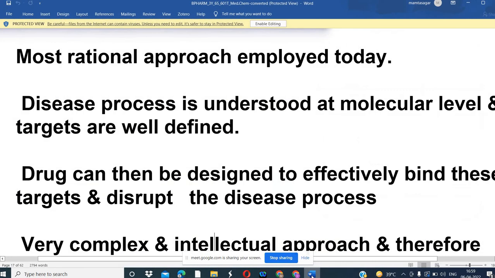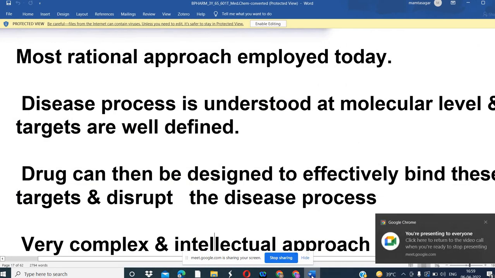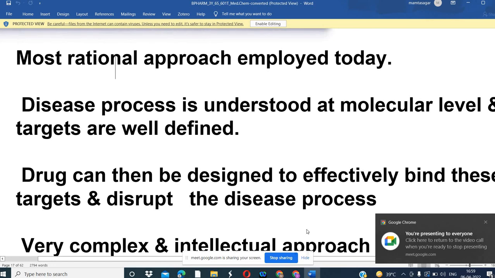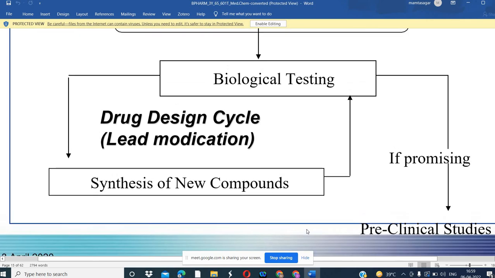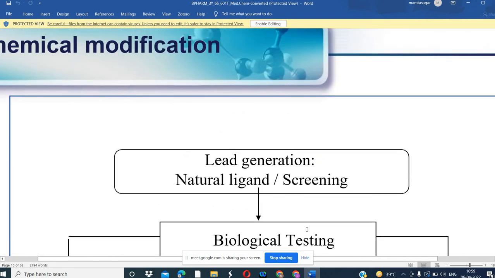So the next time we are going to discuss this mechanism. Today we have discussed chemical modification and the drug designing process, the drug designing cycle.